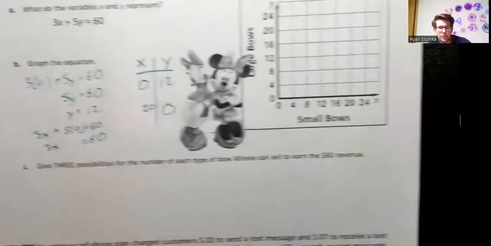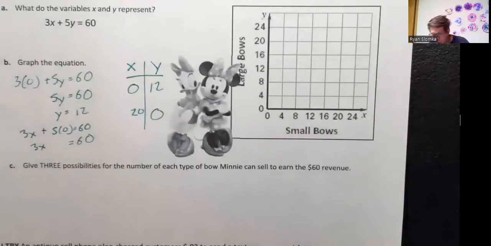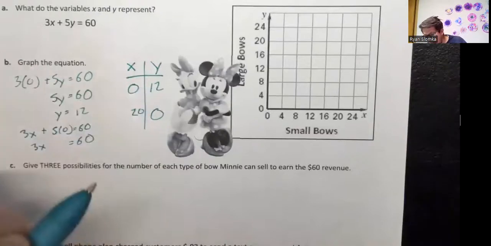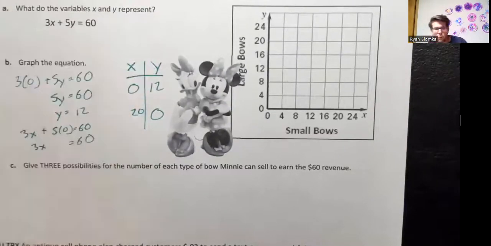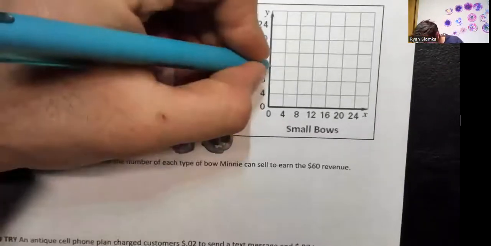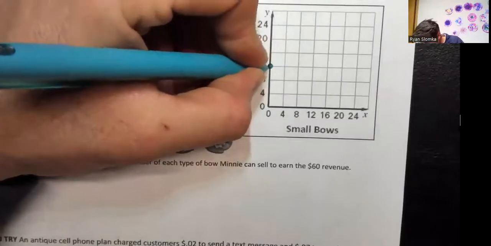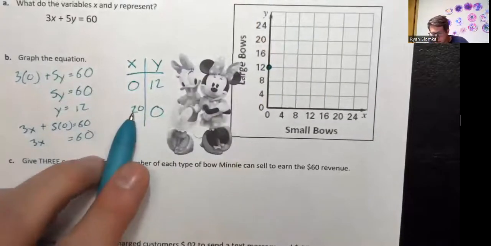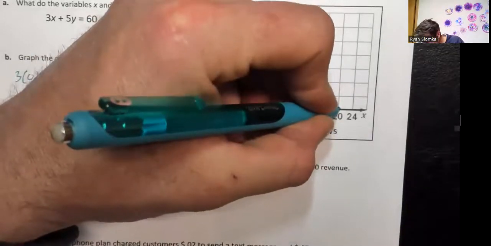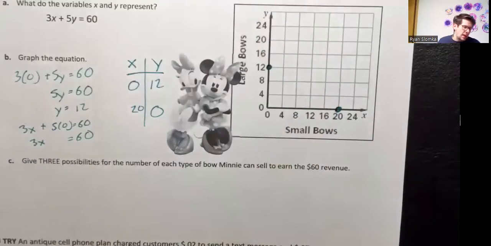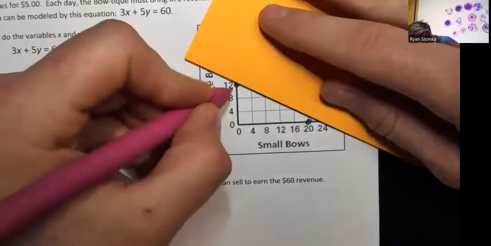All right, so let's graph it. So when we graph it, we're going to go 0 units over and 12 units up. Remember, x is side to side and y is up and down. So that is going to be the point right here. And then the second one is 20 units over and 0 units up, which is going to be right over here. All of these graphs should be linear, which means they need to be connected with a nice straight line.